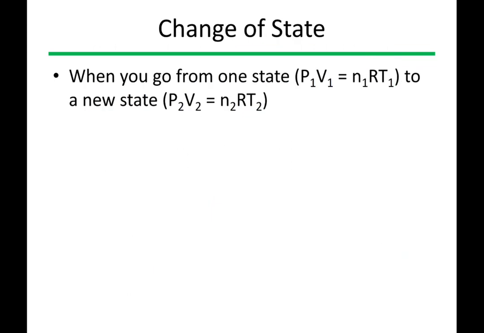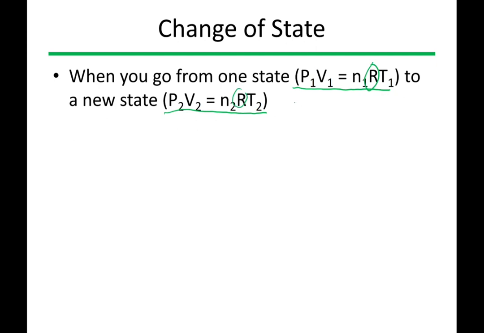The last thing we'll look at with regards to this equation in this section are types of calculations where we're seeing a change of state. And this is for when we go from one state, so one pressure, volume, moles, and temperature, to another new state. And there's a trick to converting these because R is always a constant.